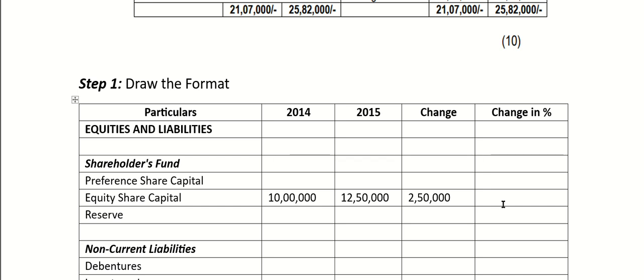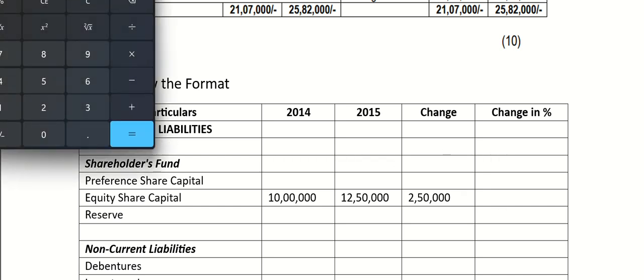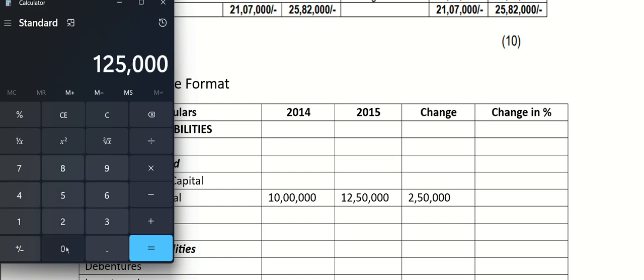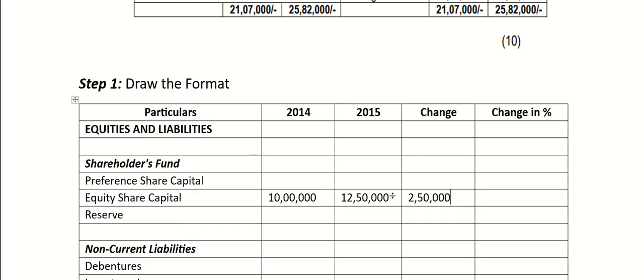Now, if you have a doubt, you can do it in a calculator. I will show you. Here we have a calculator. It is 12 lakh 50,000 minus 10 lakh. We will get the change 2 lakh 50,000. Okay. Now we have another thing.